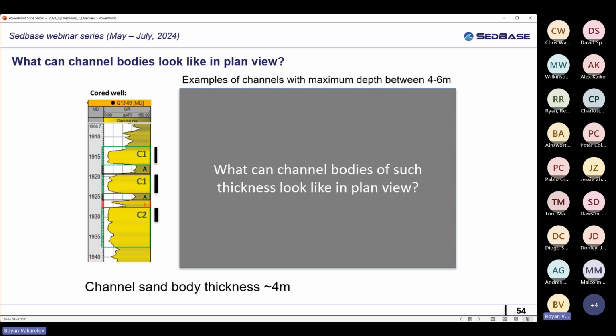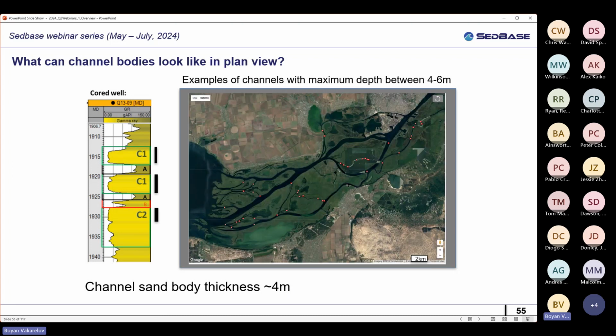One way in which you can very directly use the modern data sets associated with ancient data is, imagine that you have a log. You estimate the thickness of channel belts based on log signatures. So you're looking at the log motif here, and you estimate a thickness. In this case, we estimated the channel body thickness is about 4 meters. Once again, we can go in and start looking at, okay, show me examples of active modern channels which have this depth associated with them.